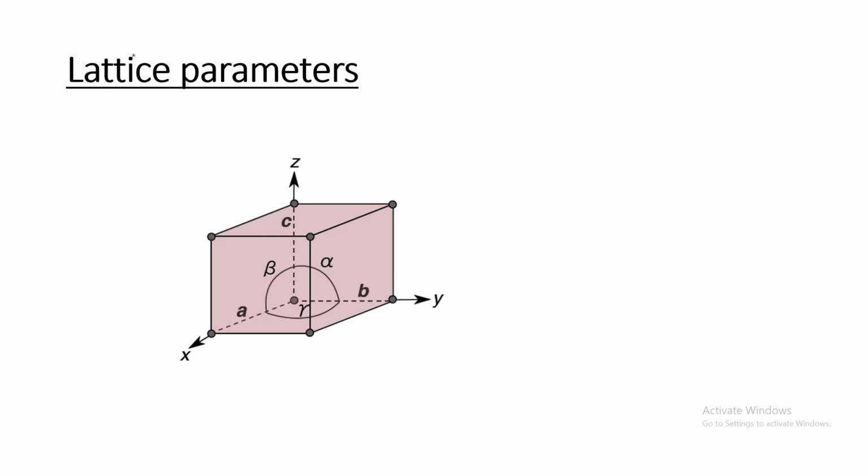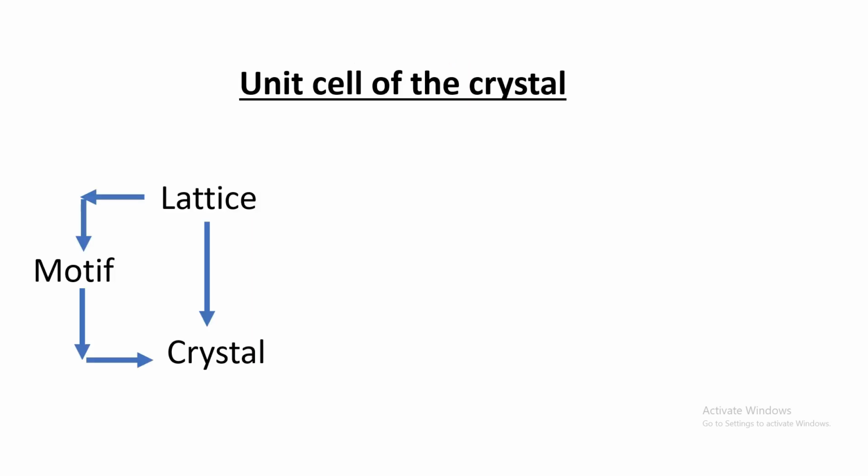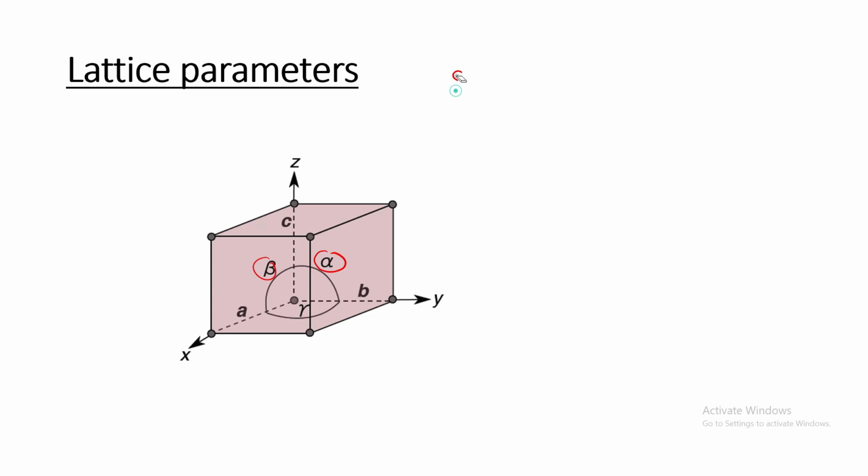Now let us look at the lattice parameters. Here you can see a unit cell, and the vectors are a, b, and c. These are the edges of the unit cell, and alpha is the angle between B and C, beta is the angle between A and C, and gamma is the angle between A and B. So the lattice parameters here are a, b, c, alpha, beta, gamma.